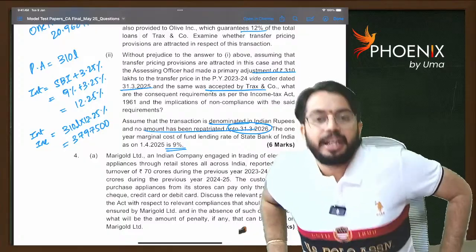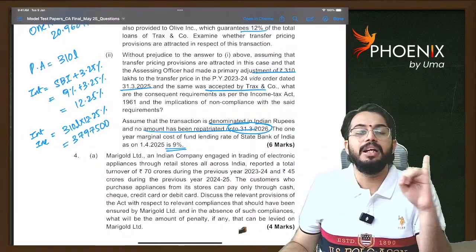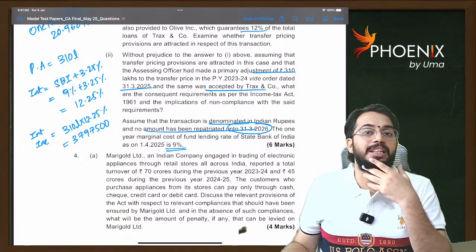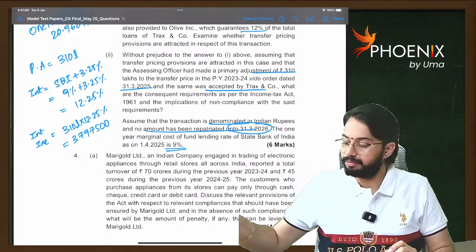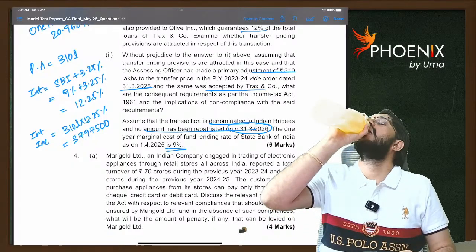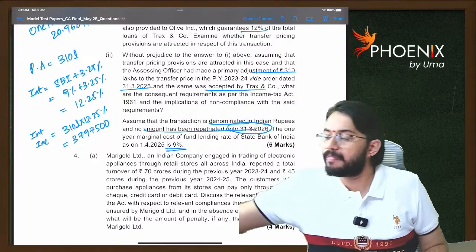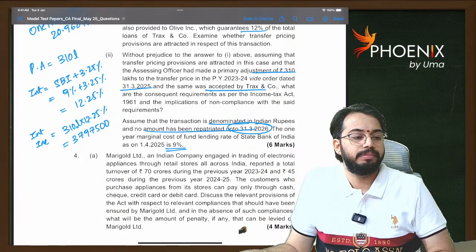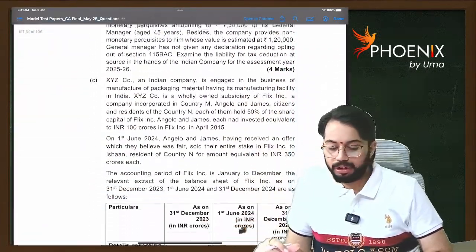So this question relates to secondary adjustment. In transfer pricing provisions, they are asking about secondary adjustment. They are also asking about limitation of benefit for interest expense. These two points are being tested. Okay. Shall we discuss the fourth one?